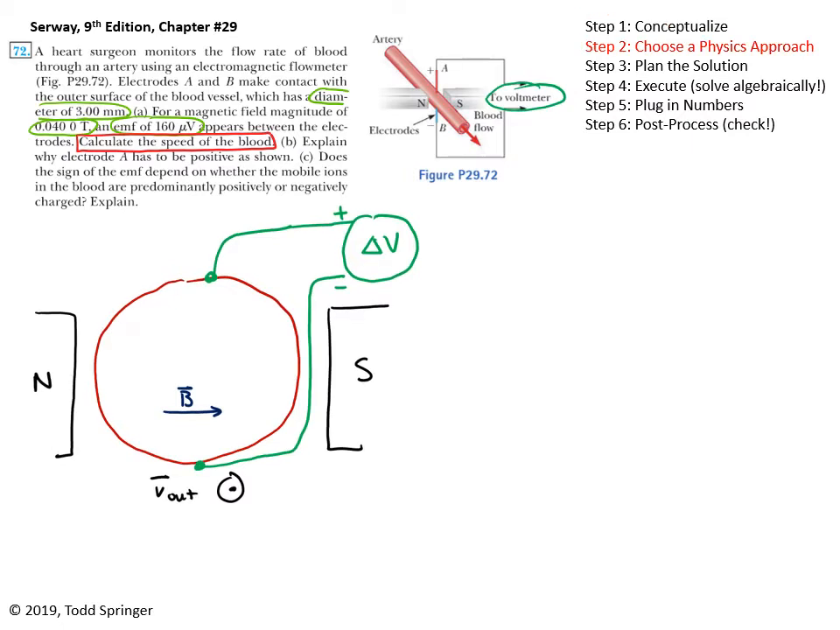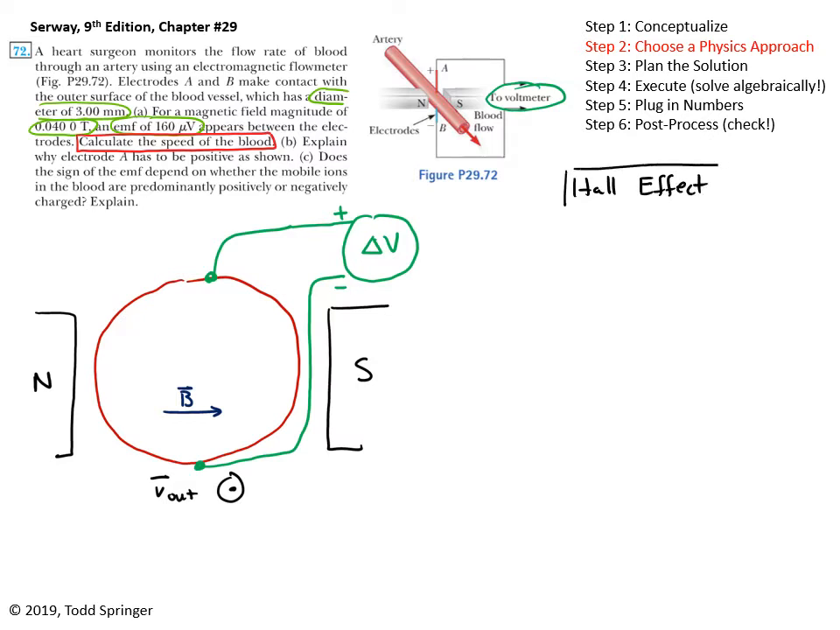So now let's start thinking about the physics involved in this problem. We've got a voltage being developed because there's a flow of something through a magnetic field. If you read the problem, it says for a magnetic field magnitude of 0.40 Tesla, an EMF of 160 microvolts appears between the electrodes. So that voltage does not appear unless you put this blood vessel in the magnetic field. So it's a voltage that develops because of a magnetic field. And so it's due to the interplay of electric and magnetic fields, and that should remind you of a particular effect. That's the Hall effect. So this is a Hall effect problem.